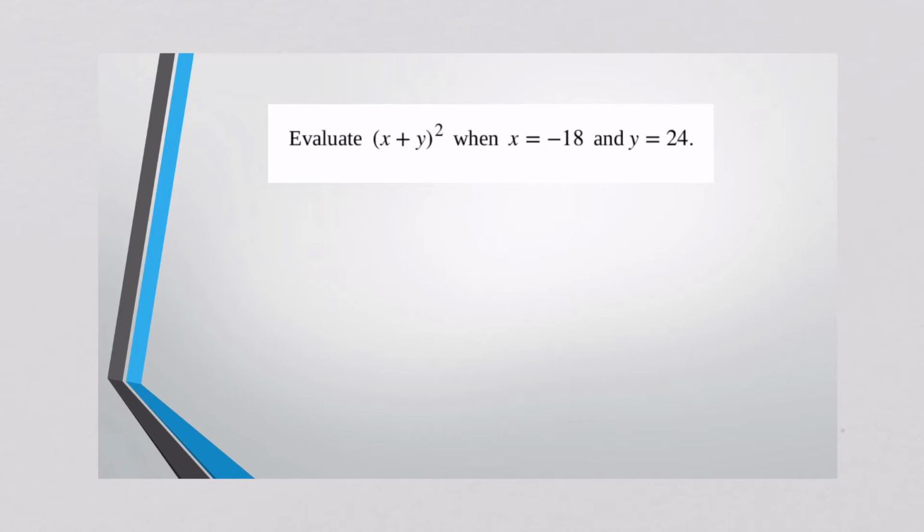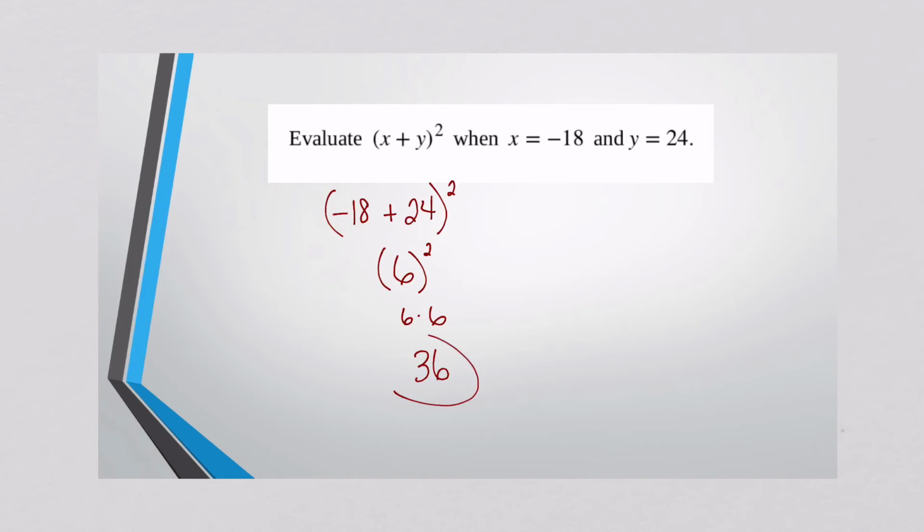All right, for this problem, I'm going to let x equal -18, and I'm going to let y equal 24. So, (-18 plus 24) squared. What is -18 plus 24? Well, 24 is bigger than 18, so it's going to be a positive number. So -18 plus 24, 24 minus 18 is 6. 6 squared is 6 times 6, which is 36.